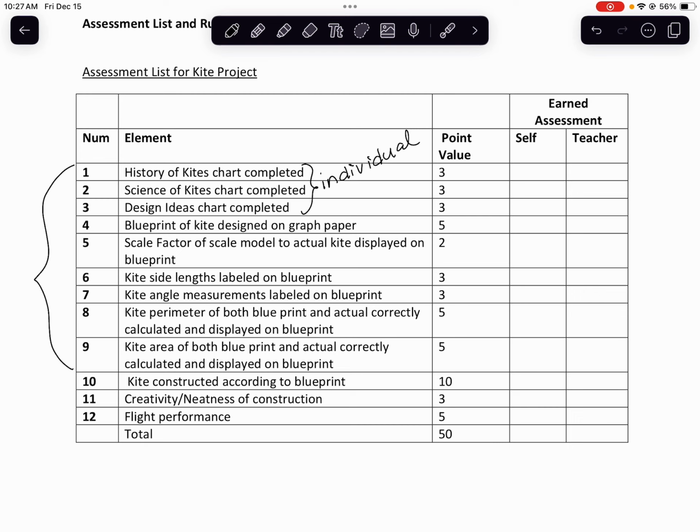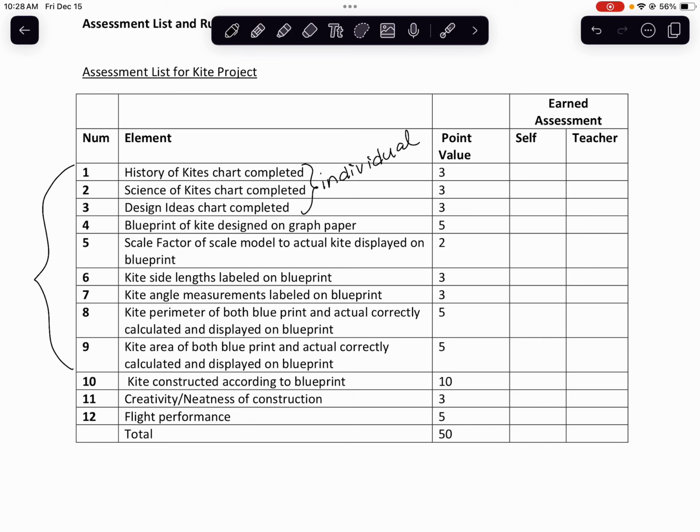Do you have it? Is it there? 5 points. You need to find your scale factor, okay? So everyone's could be different. Yours doesn't have to be the same as your neighbor's. The kite side lengths labeled on the blueprint. So I need the length that it is on the blueprint, and then I also need the length it is going to be on your actual kite, okay?